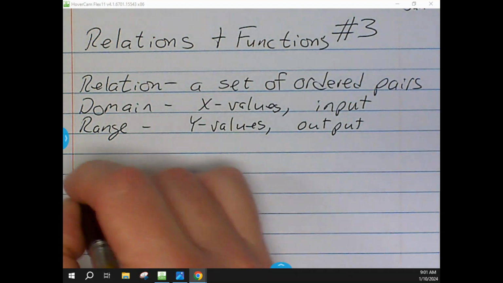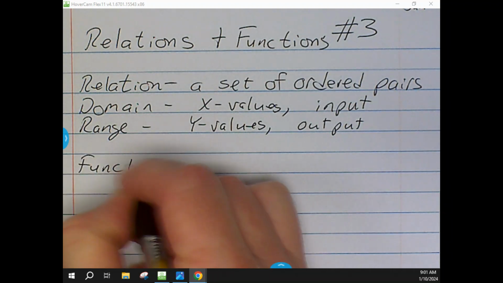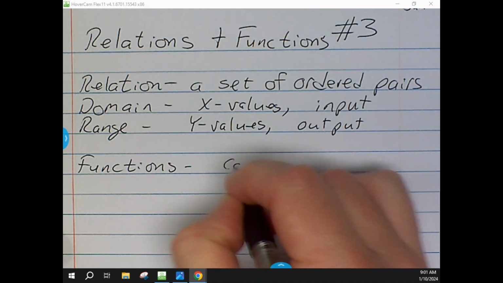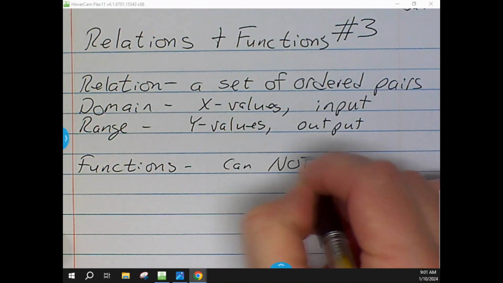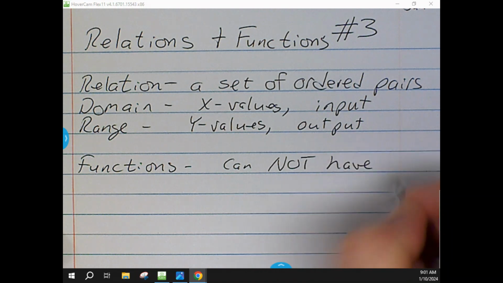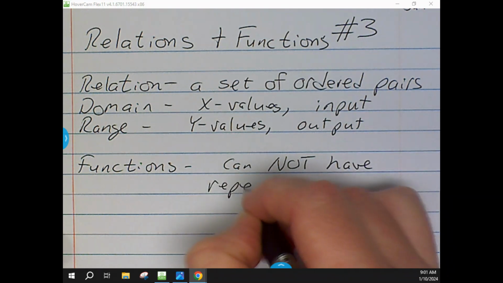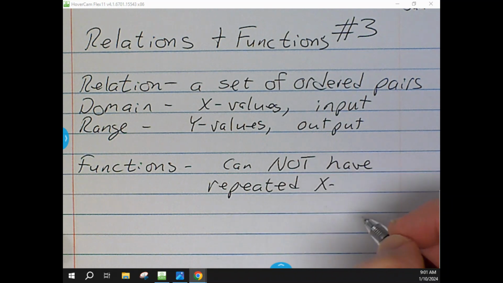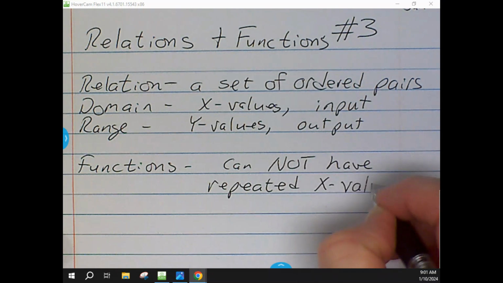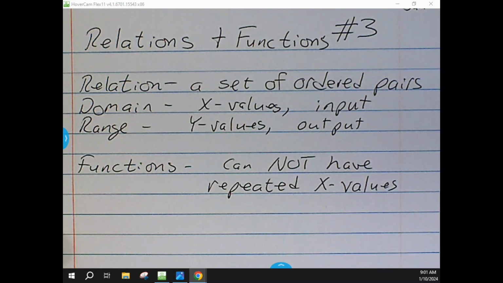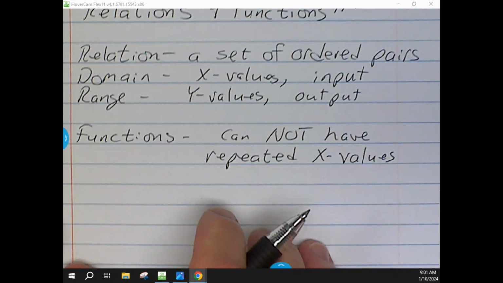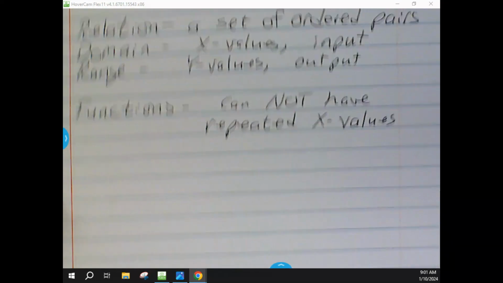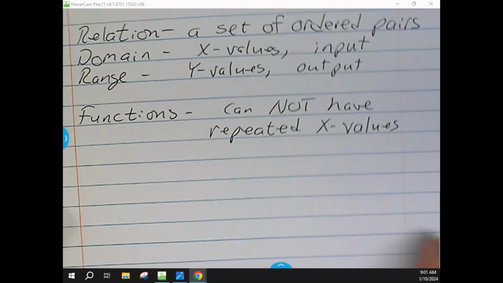Okay. And what makes a function a function? Functions cannot have repeated x values. If you want to think about it in this way, I always like to think about it like a vending machine.